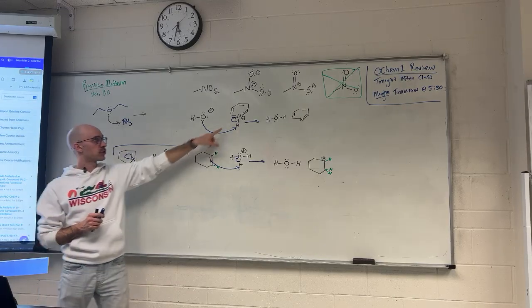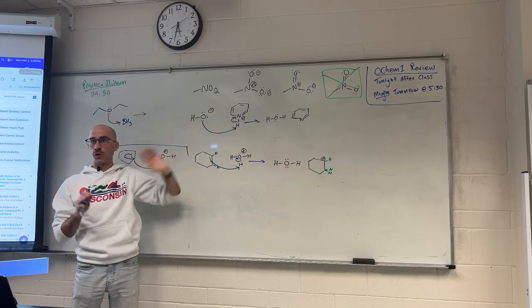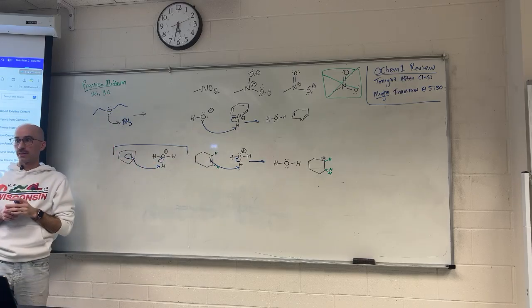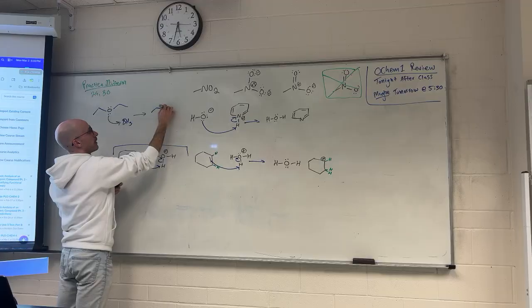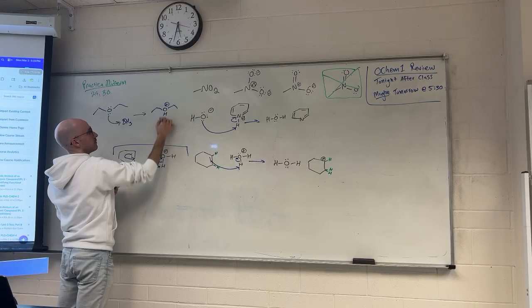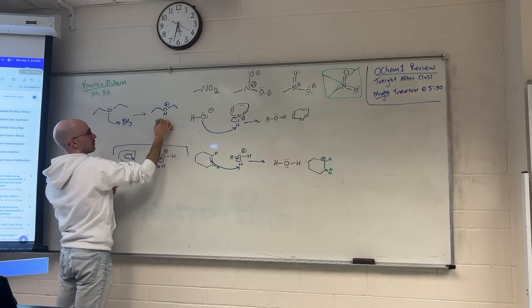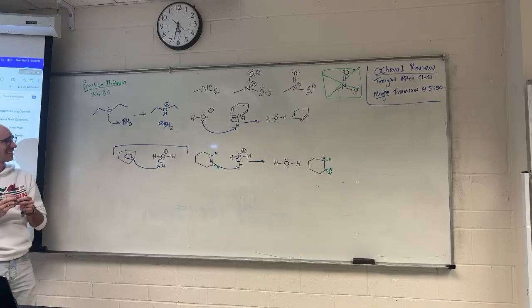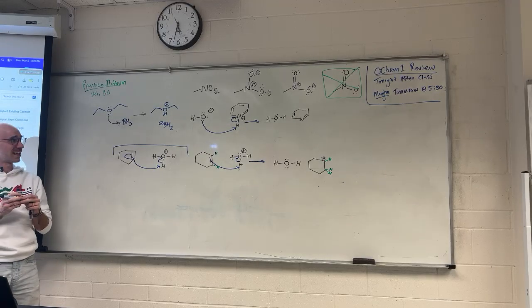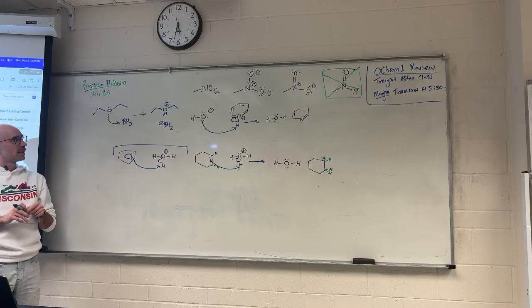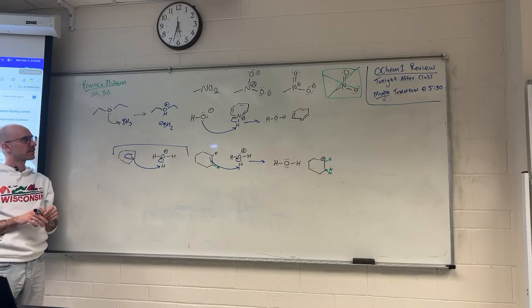No arrow starts at a bond. So there is no bond breaking that occurs. So your question is valid. How do I know that this isn't going to give me this, which I don't like? That's not a normal molecule. How do I know it's not going to give me this?